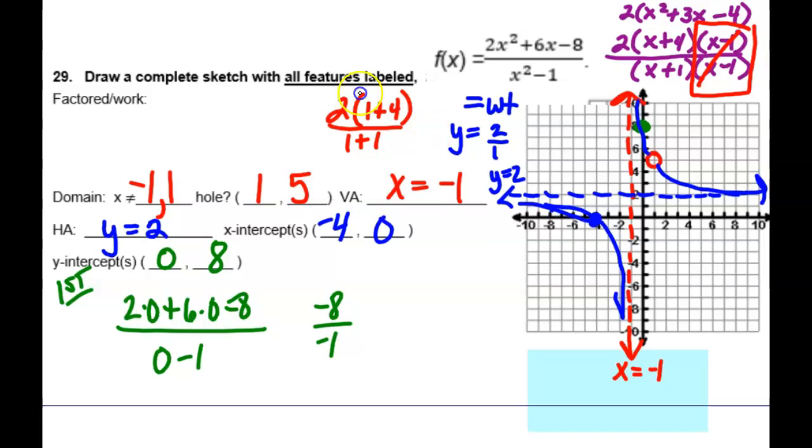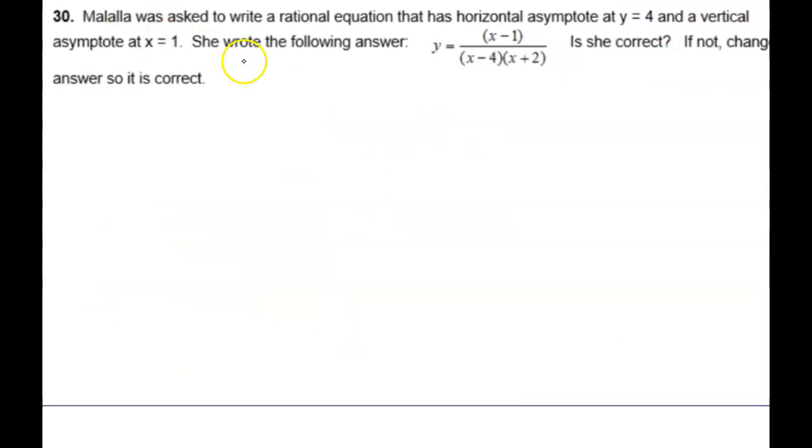All right, I'm going to do that last question quick. Don't leave. Okay, Malala said this. Does it have a horizontal asymptote at y equals 4? No, it needs to be equal weight with a leading coefficient of 4, right? So I could put like a 4 and an x up there, would make it equal weight with a leading coefficient of 4. Does it have a vertical asymptote at 1? Actually, she all messed up, huh?